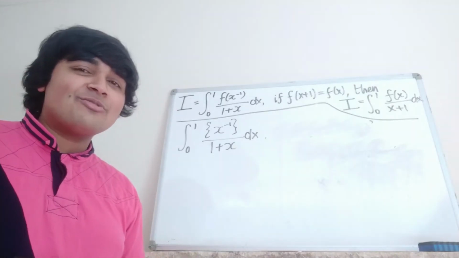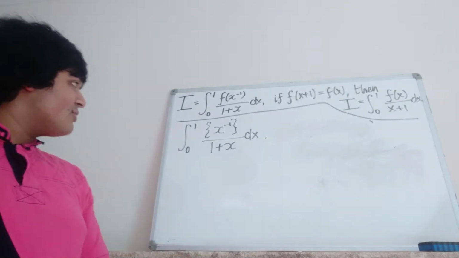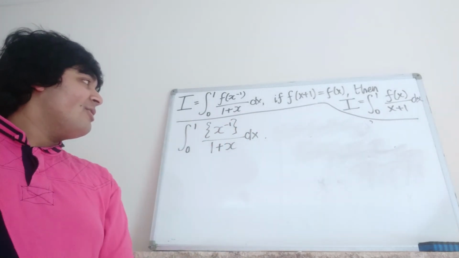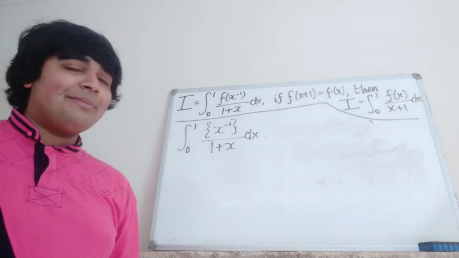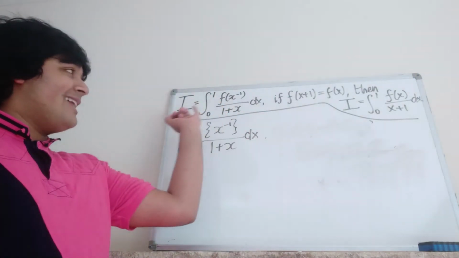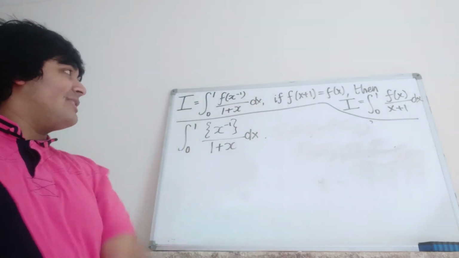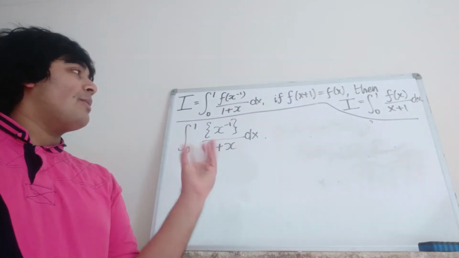Okay, so the first integral from part 2 asks us to compute the integral from 0 to 1 of the fractional part of x inverse divided by 1 plus x dx. Now, we had initially I being defined to be equal to the integral from 0 to 1 of f of x inverse divided by 1 plus x dx.